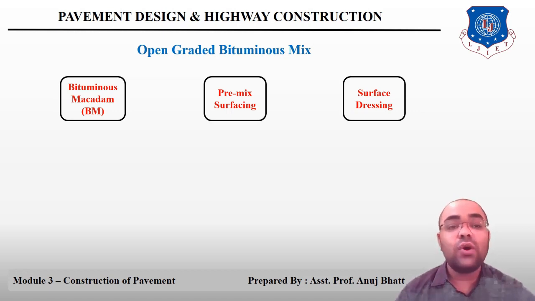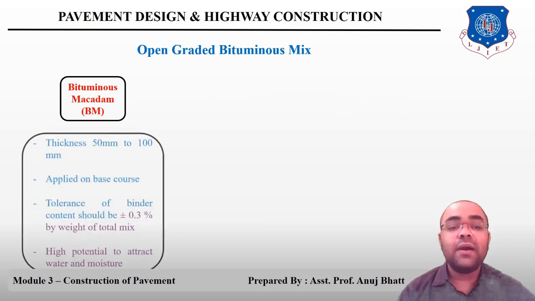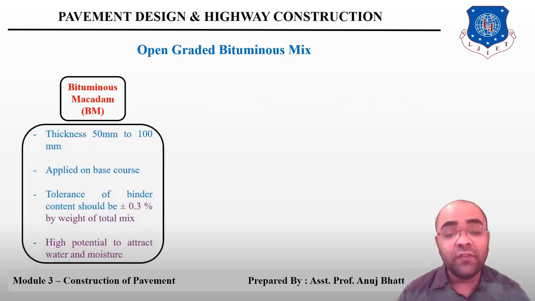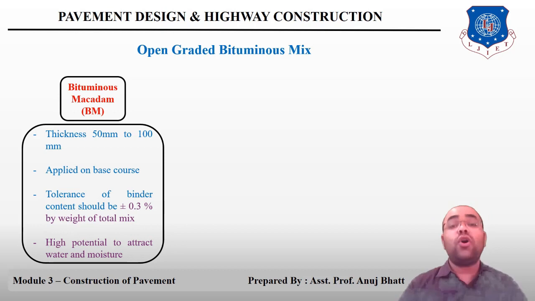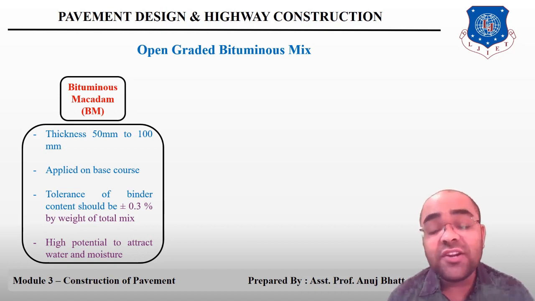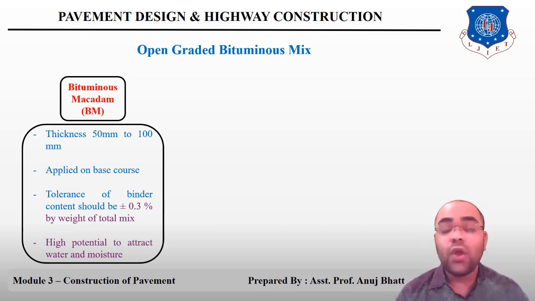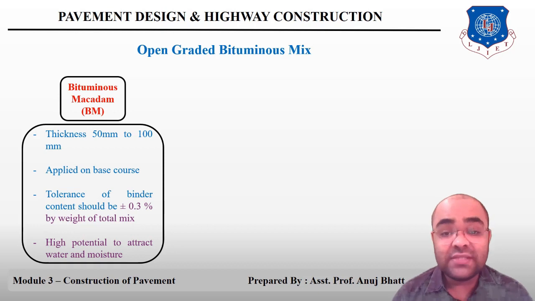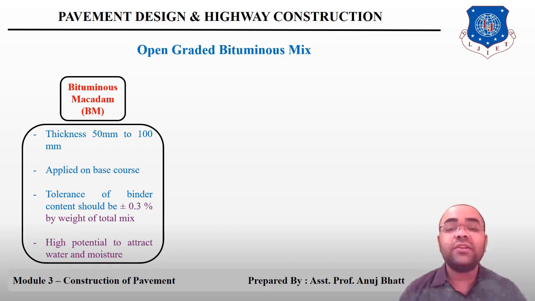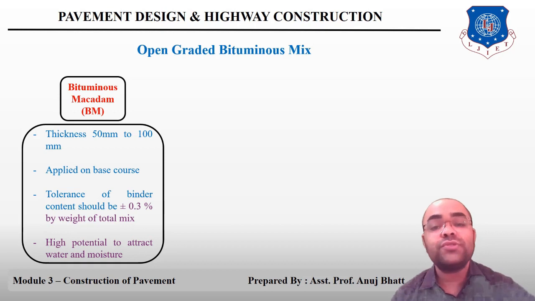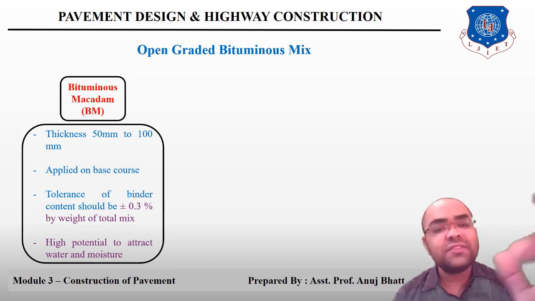So let's discuss the bituminous macadam. The work shall consist of construction in a single course, having 50 mm to 100 mm thickness, or in multiple courses of compacted crushed aggregate. Those are premixed with the bituminous binder on a previously prepared base course to the required specification.